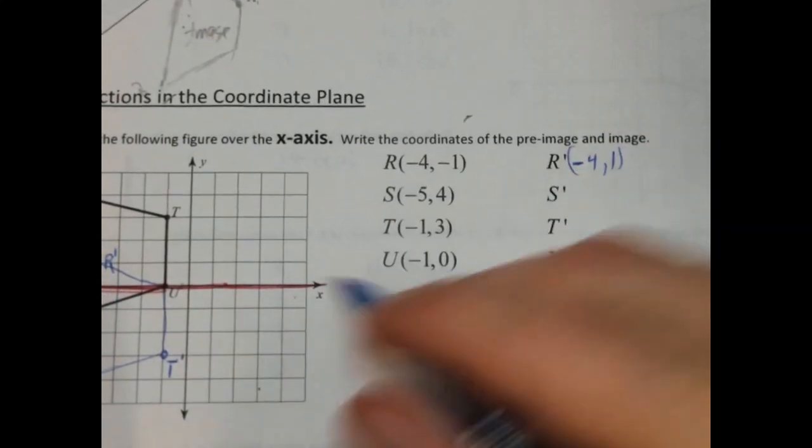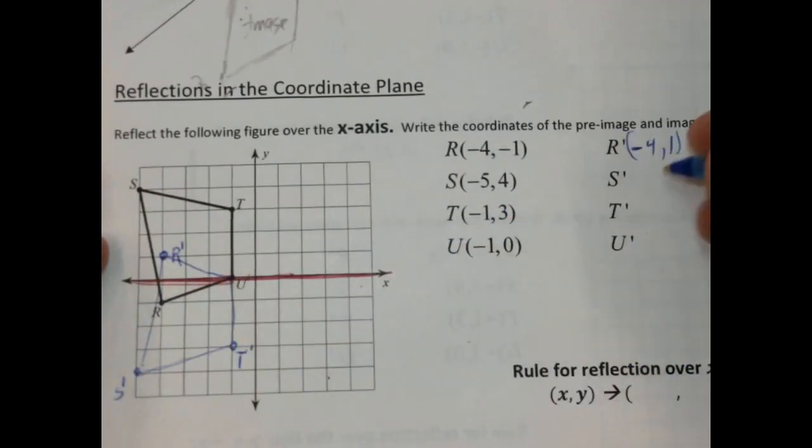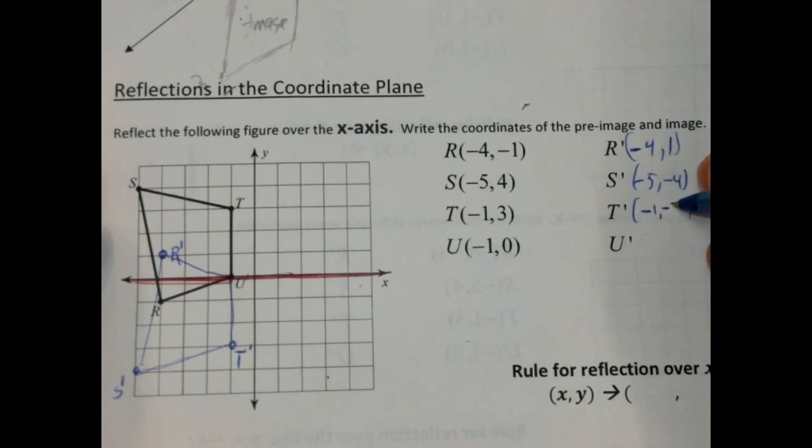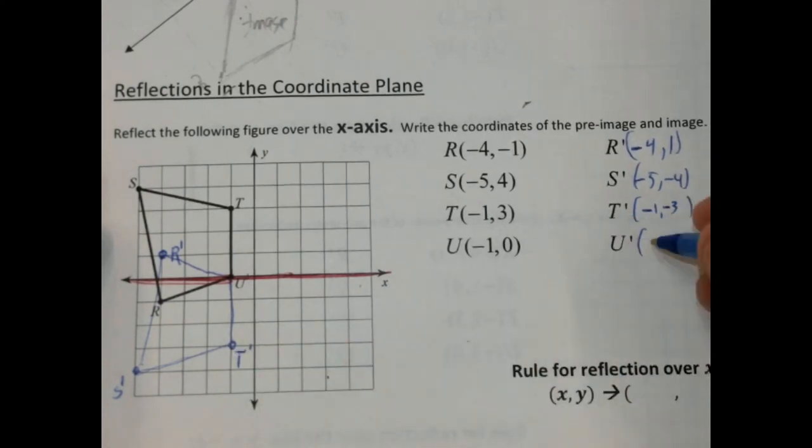+1 here. And then S prime is -5, -4. Okay. And then T prime is going to be, let's see, -1, -3. And then U prime is going to be the same.